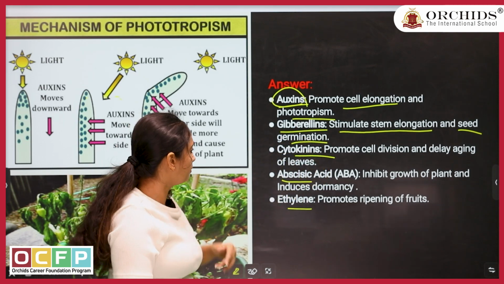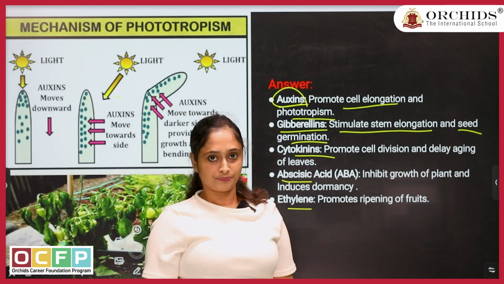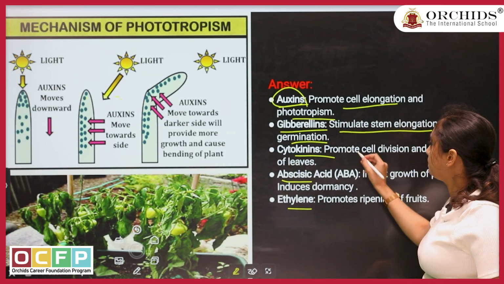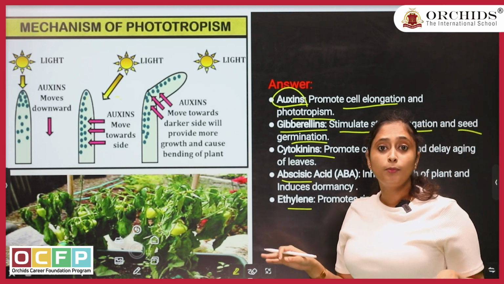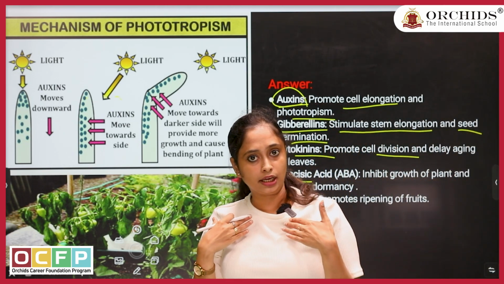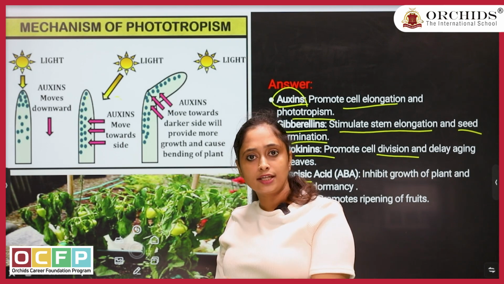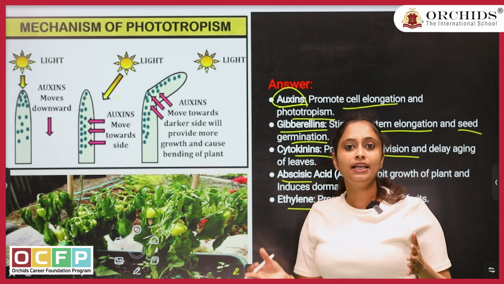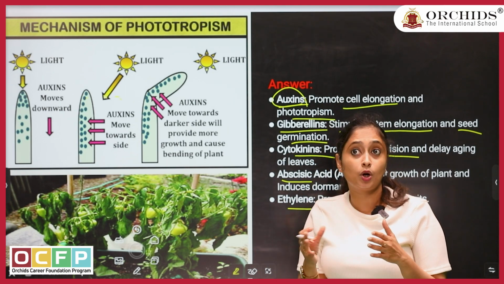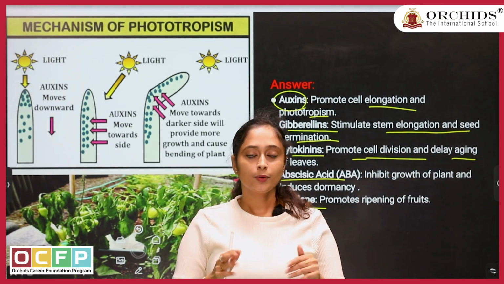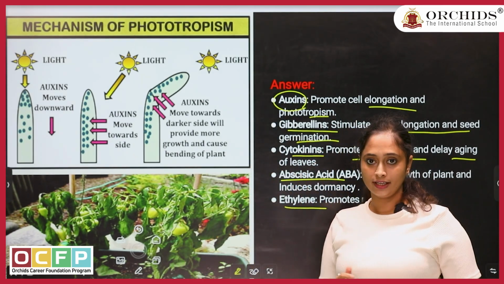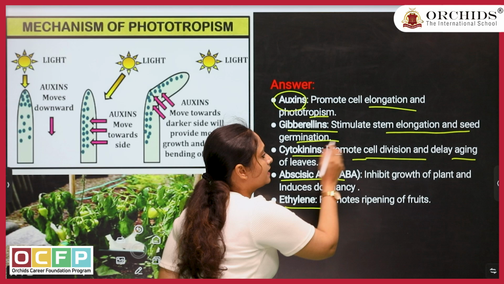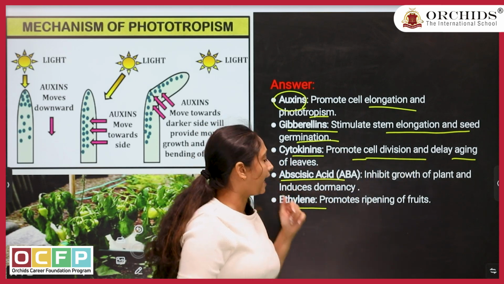Now the third one is cytokinin. What is the function of cytokinin? This is a hormone which promotes cell division. In our body, cell division is continuously happening, in the human body and in the plant body also. Whenever growth or repair of body tissue happens, cell division takes place, right? Not elongation, but cell division. So the plant hormone cytokinin promotes cell division and also delays aging of leaves.